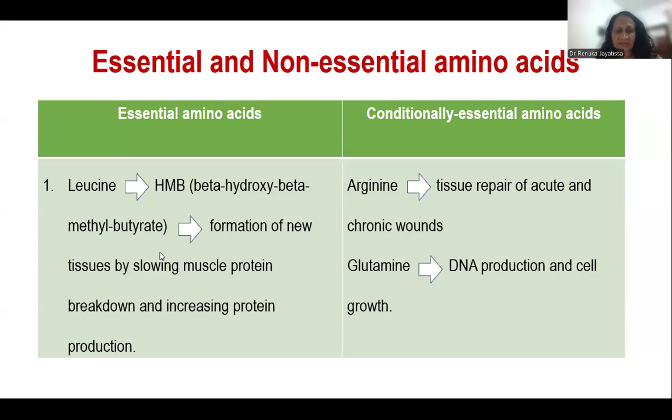In wound healing, leucine is very important as an essential amino acid, because it really helps to form new tissues, as well as reducing muscle protein breakdown and increasing protein production. This is why leucine is very important.